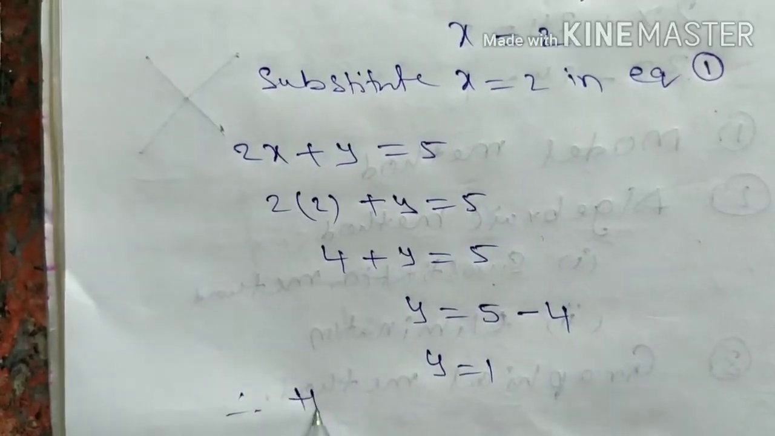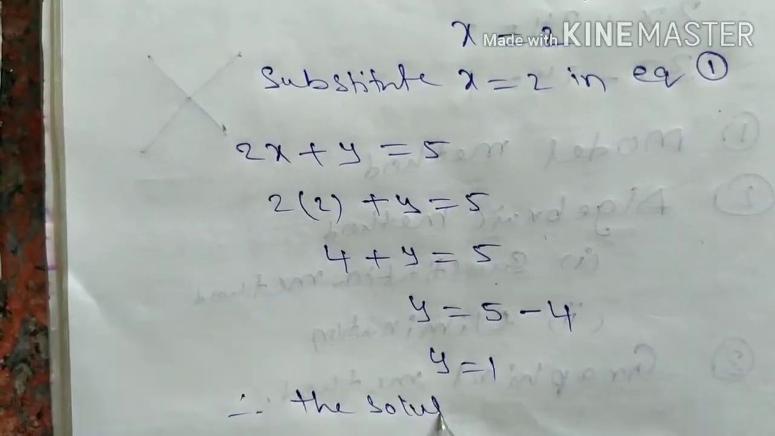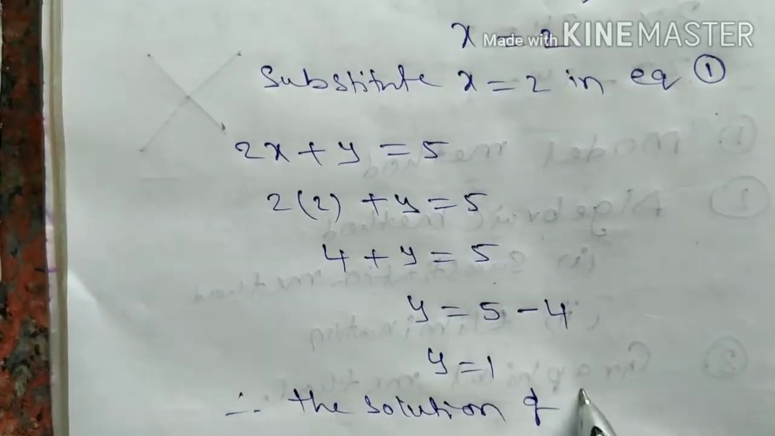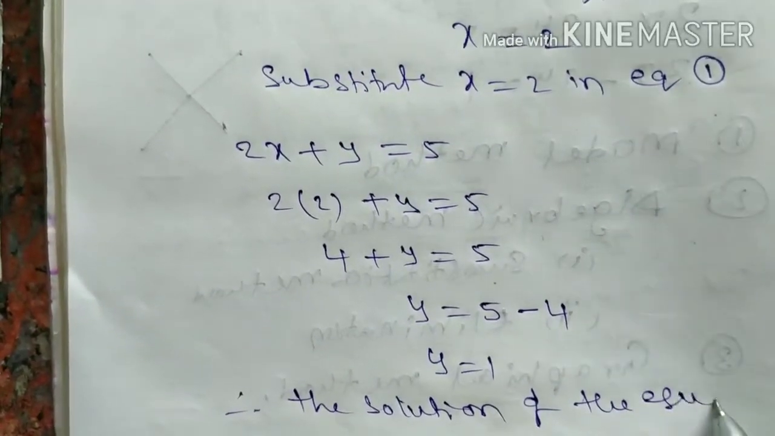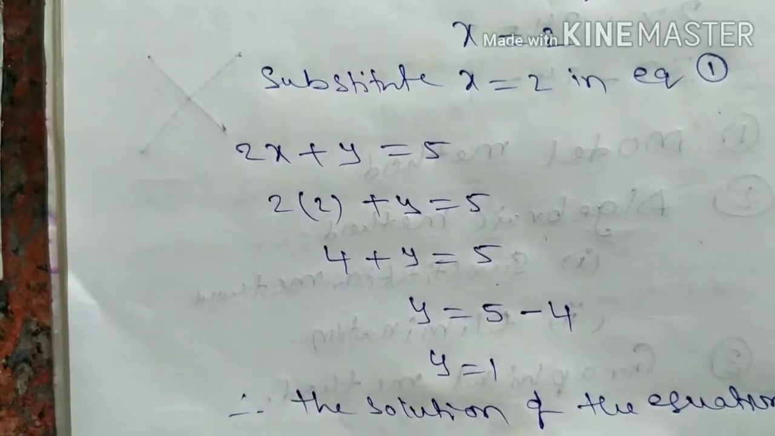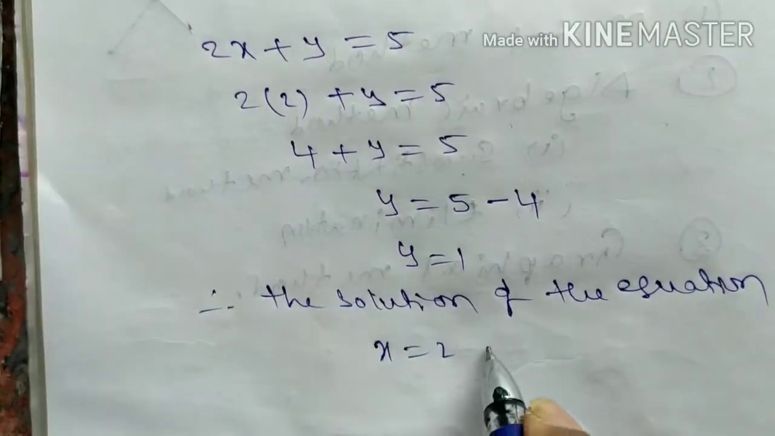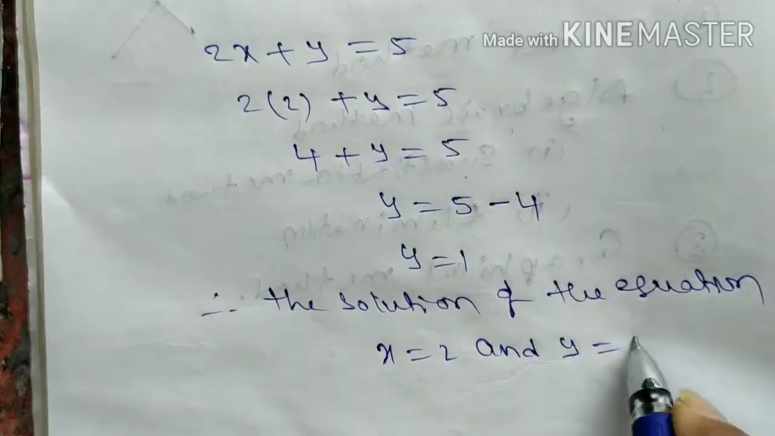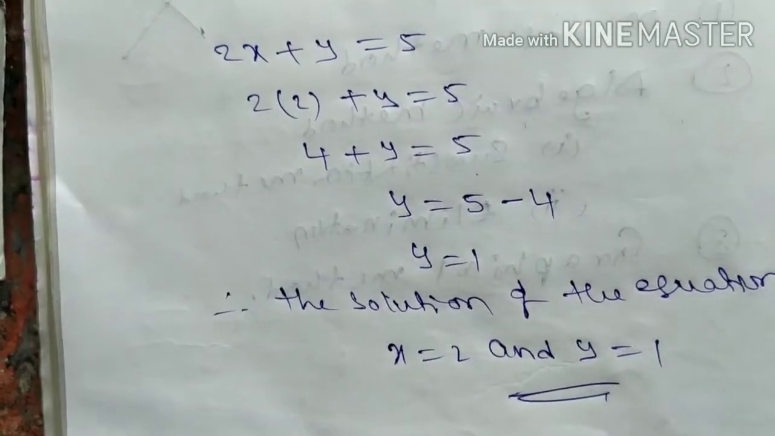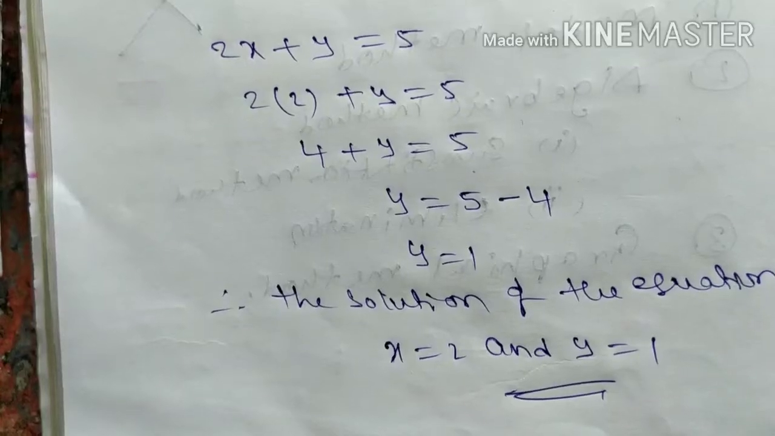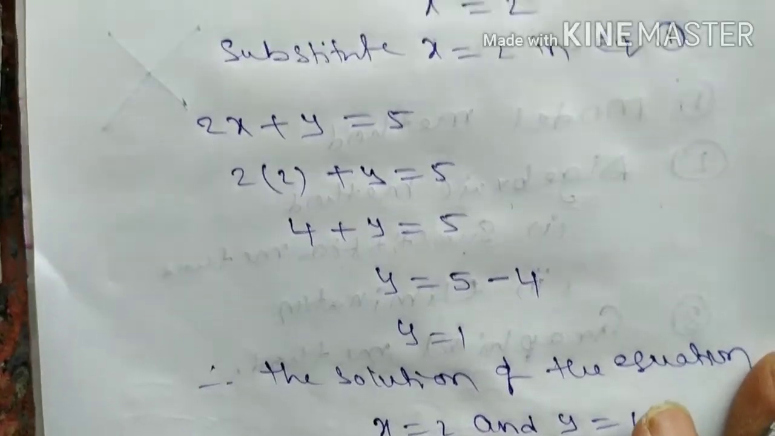Therefore the solution of the equation. What is the solution? X is equal to 2 and y is equal to 1. So this is called elimination method. Y is eliminated in this sum.